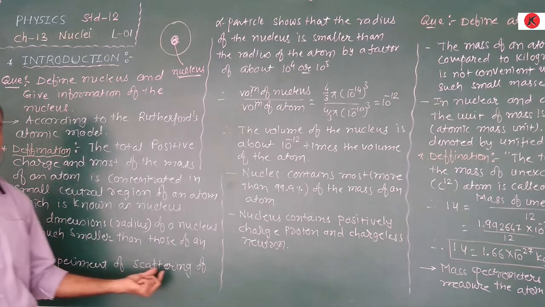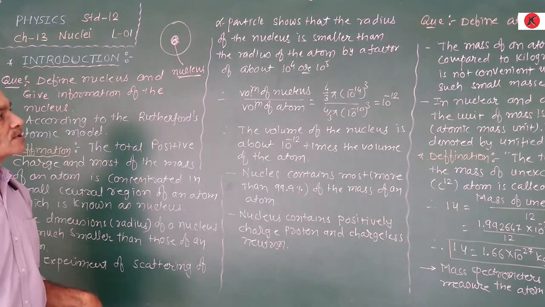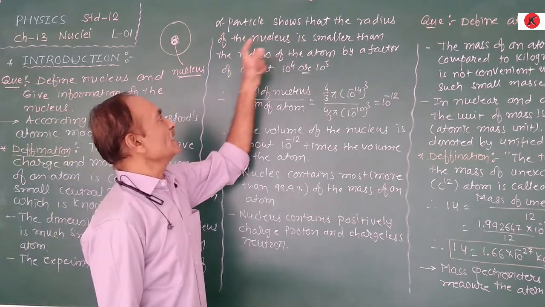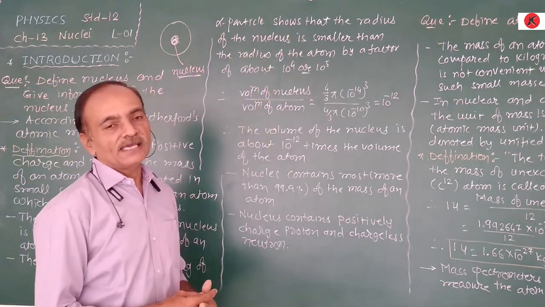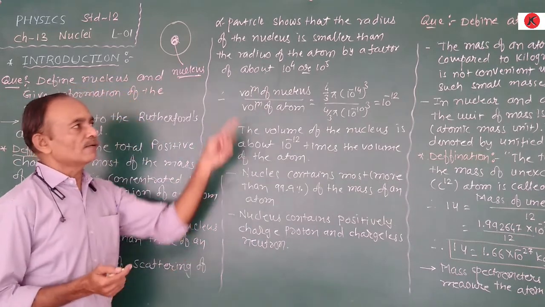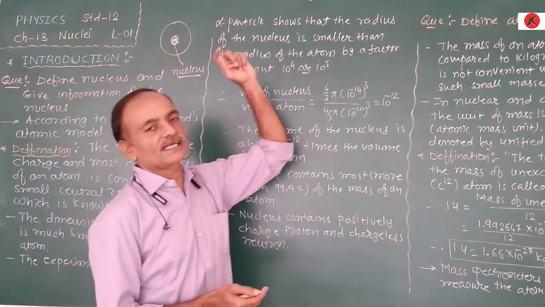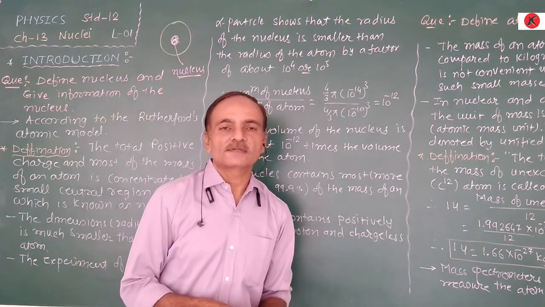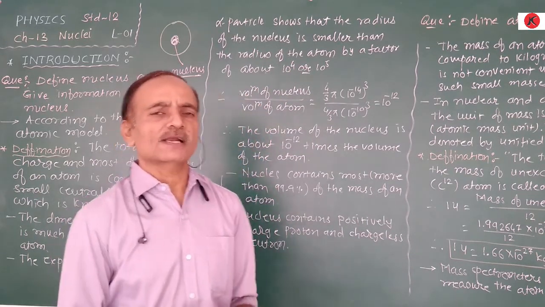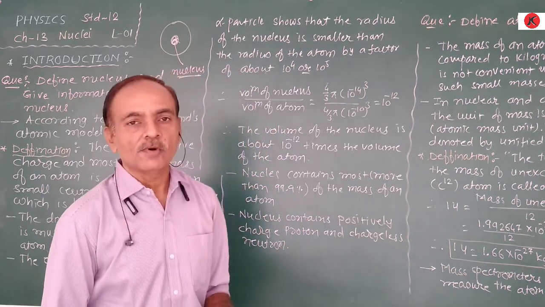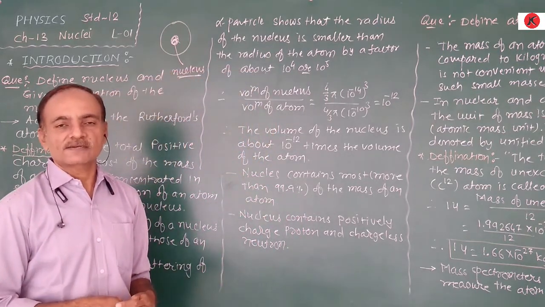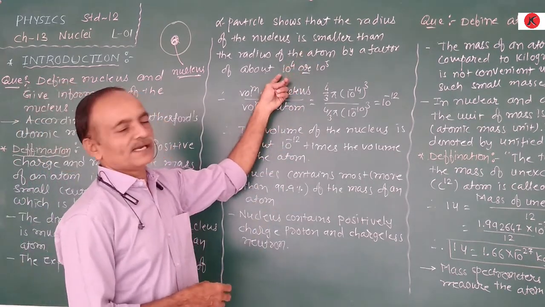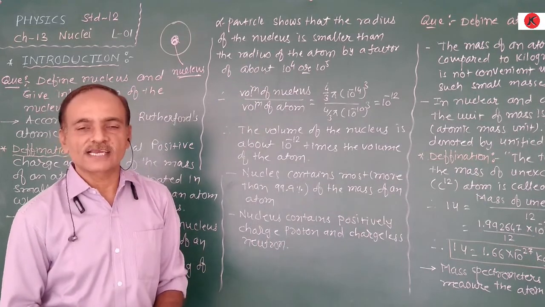The experiment of the scattering of alpha particles also shows that the radius of the nucleus is smaller than the radius of the atom by a factor of about 10⁴ or 10⁵ times. So the radius of the nucleus is very small compared to the radius of the atom, as we already discussed in chapter 12 on atoms. It is smaller by a factor of about 10⁴ or 10⁵.